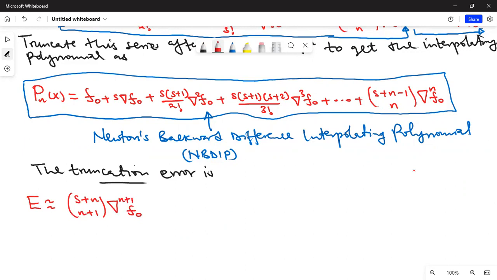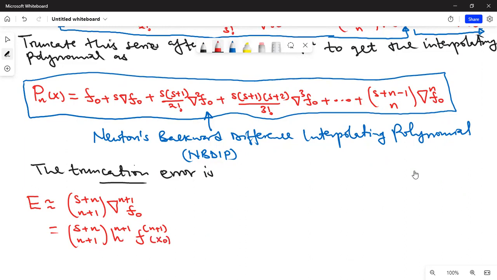And this can as well be written as s plus n, combination n plus 1. Now we replace that backward difference by h raised to n plus 1, then f n plus 1. N plus 1 there means the derivative of that function at x naught. That's what we have as the error.